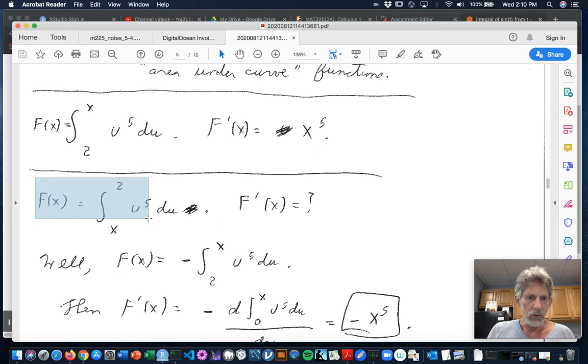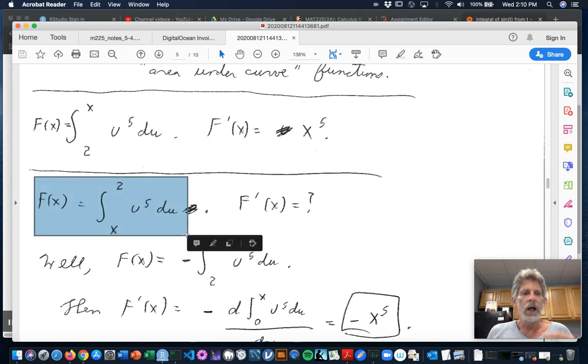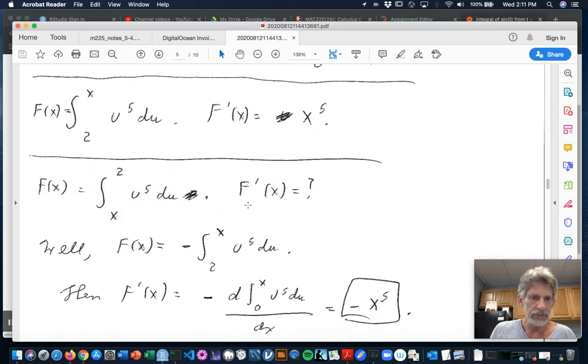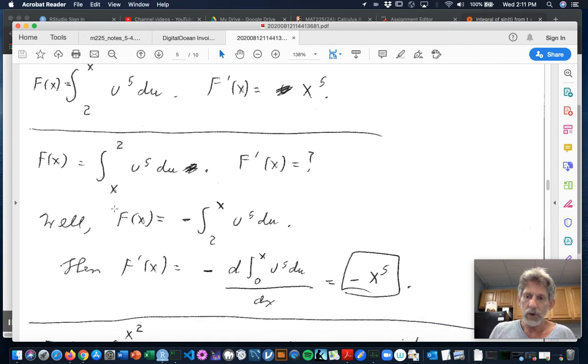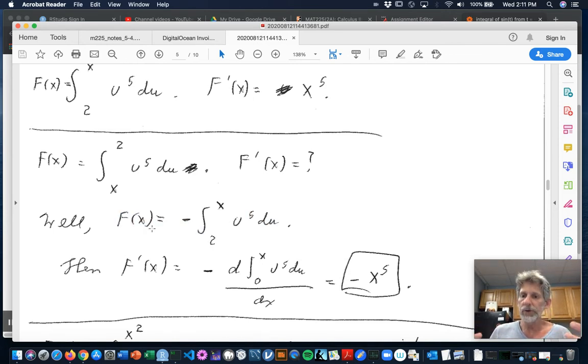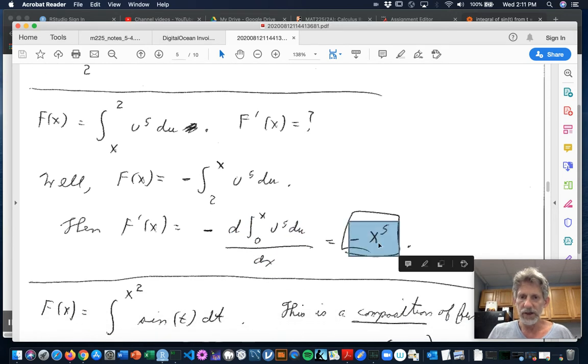But let's change it up a little bit. What if you were looking at the area under u to the 5 from x to 2? And so now you're changing your lower endpoint. Then what's the derivative going to be? Well, before I take the derivative, I would rewrite it. By a property of integrals, the integral from x to 2 is minus the integral from 2 to x. So I should rewrite the F this way. Then I can apply rules for derivatives plus the new fundamental theorem. Derivative of minus a function is minus the derivative of the function. And so, minus x to the fifth.